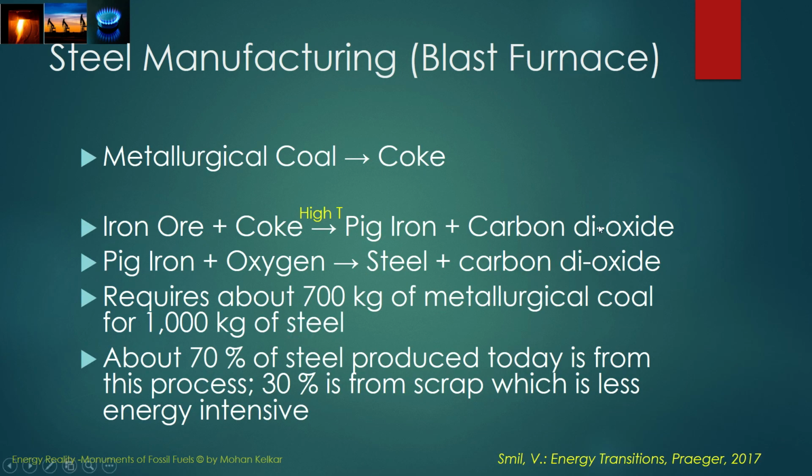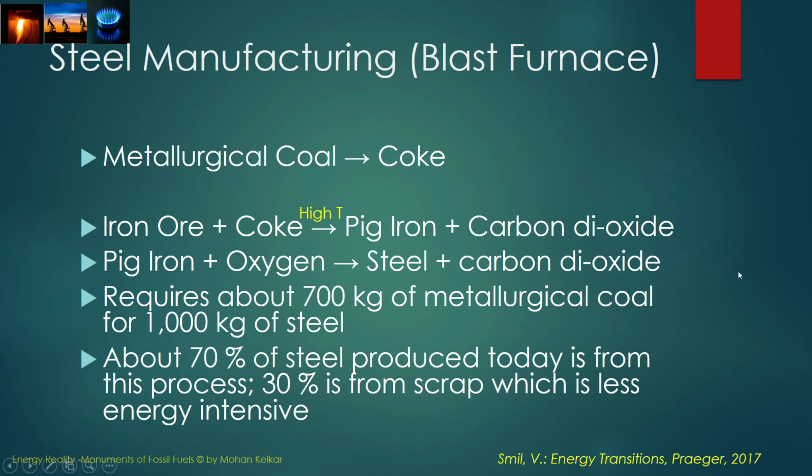The basic steel manufacturing process involves three steps. First, the metallurgical coal is converted to coke. Then iron ore and coke is mixed at a very high temperature, and that generates pig iron and carbon dioxide, either because of the reaction as well as the need to heat the mixture at high temperature. Then the pig iron and oxygen are mixed together to make steel and carbon dioxide. The requirement for making 1000 kilogram of steel is about 700 kilogram of metallurgical coal.